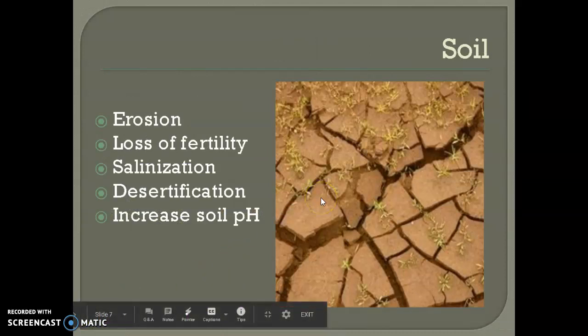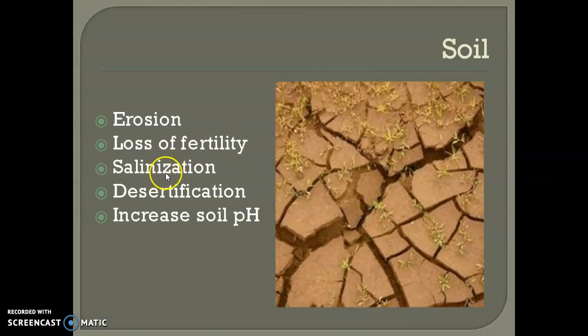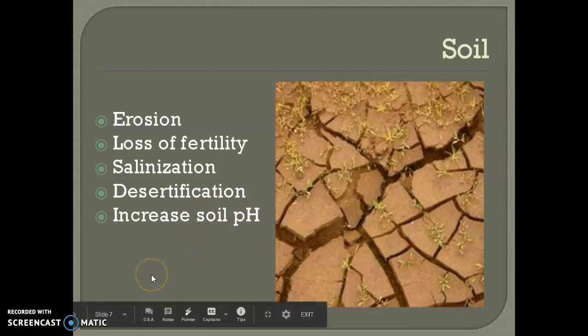The erosion then is increased. The soil is less fertile. You get an increased amount of salt, the salinization of the soil. A lot more salt gets left behind. You get desertification, where it's all dried out like a desert, and an increase in soil pH, and that's not an ideal place for plants to grow. You lose a lot of life that way.